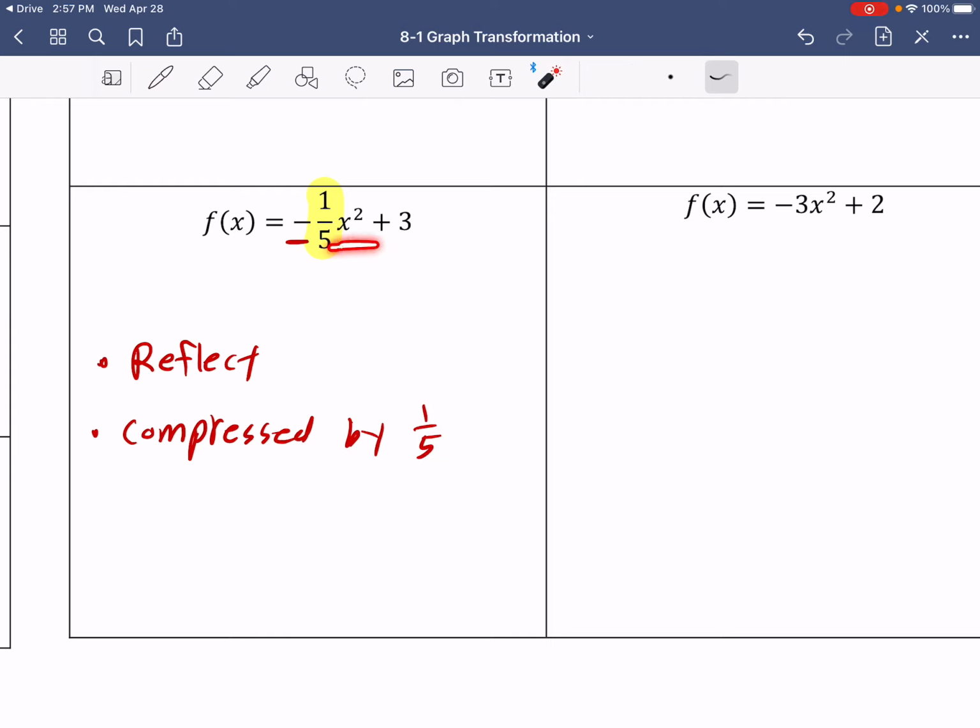We don't see any parentheses, so you're not gonna see any left and right. But we have +3 outside of the parentheses, so it's gonna move 3 units up. Okay, that's how I do it.